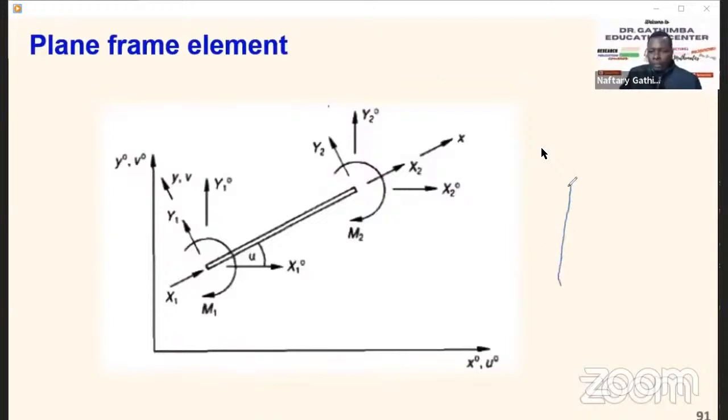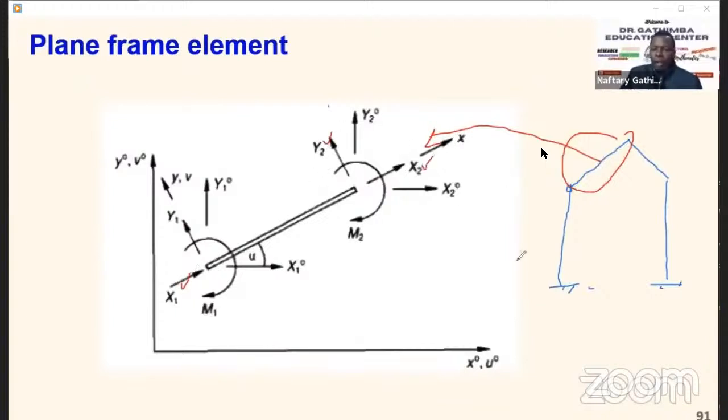So this is a portal frame like that, and we have extracted this element. This is the element here. For this plane frame element, if it was just a truss or a bar element, we'd be considering the axial loading, so we'd be considering this and this. But now, because of the rigidity, we have the beam effects, the moment you develop. So we also introduce the moment here.